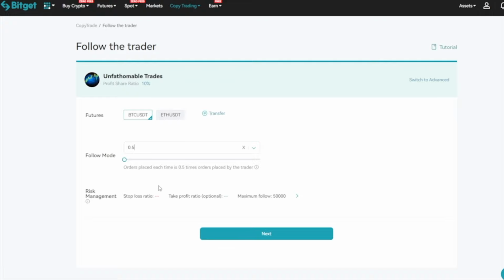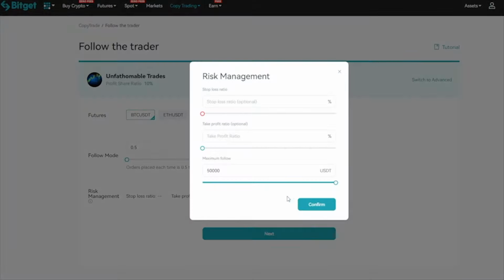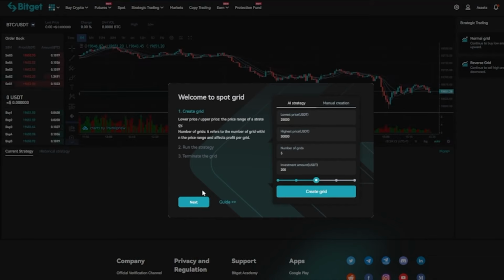And finally, risk management configurations. Regardless of your set trading pair or follow mode, it is always a good practice to set your take profit and stop loss levels as well as max contracts to be opened. And that is a lot of features available in Bitget. There are other things as well, such as grid bots, so feel free to check it out as well.